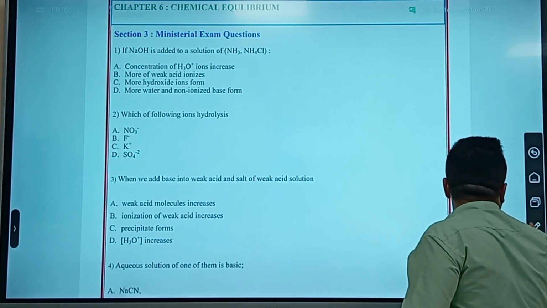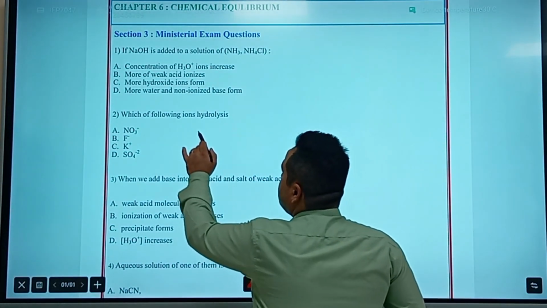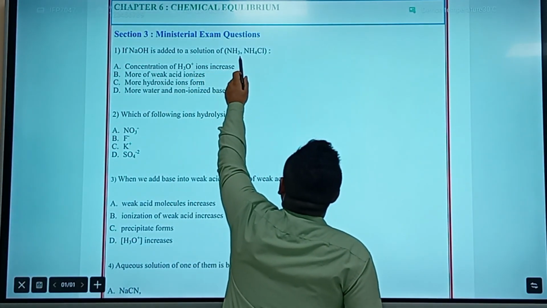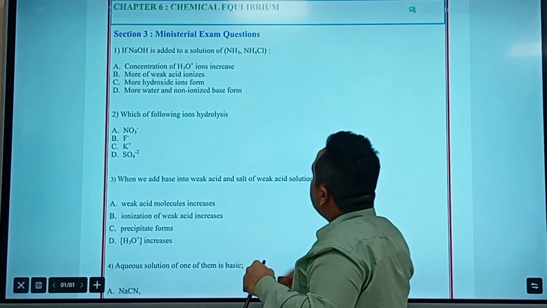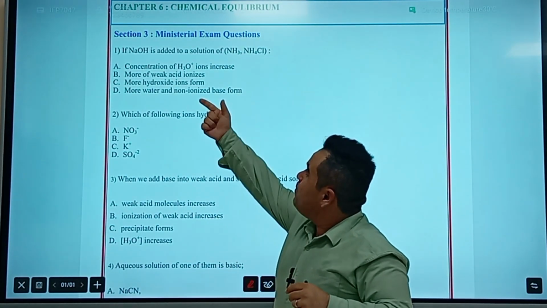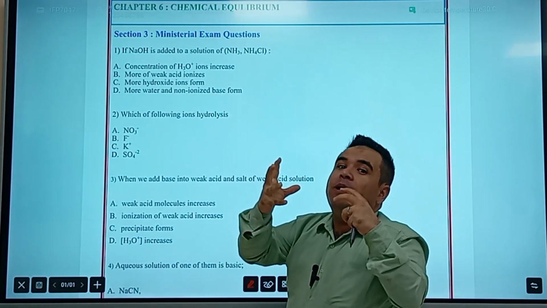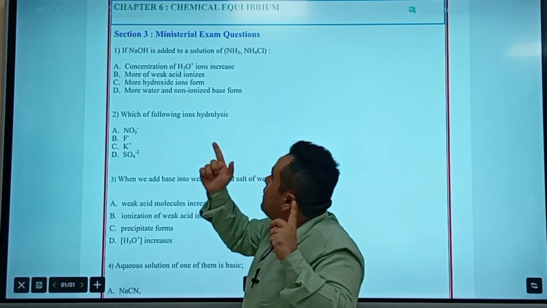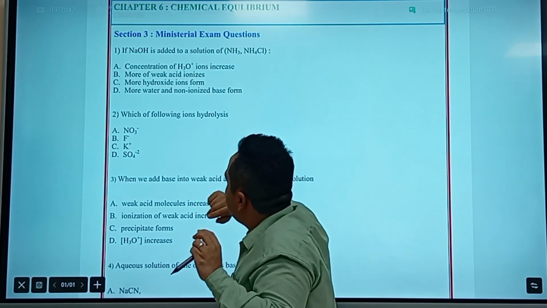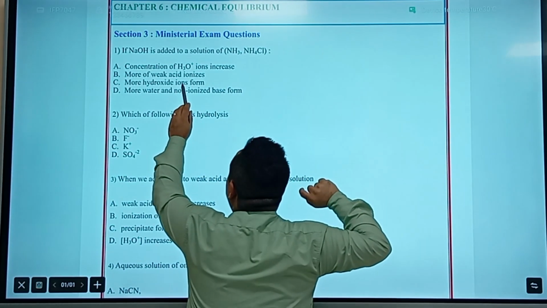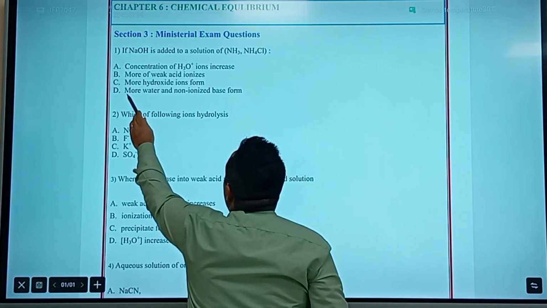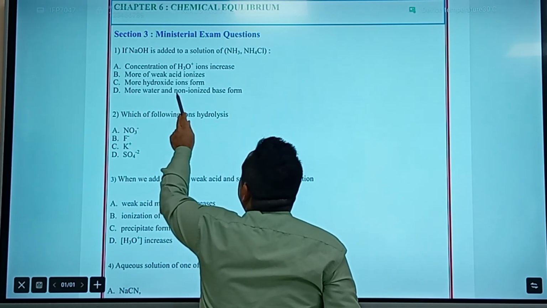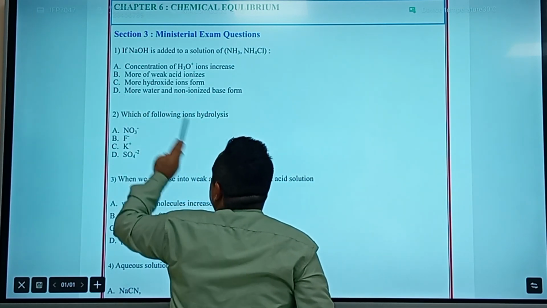Let us solve some ministerial exam questions. If NaOH is added to a solution, here we have 3 components, so it means a buffer solution. A base added to base, the reverse is favored, as the reverse is favored the concentration of hydronium does not change. More of the weak acid ionizes, no. More of the hydroxide ion forms, no. More water and non-ionized base form, D is the correct answer.